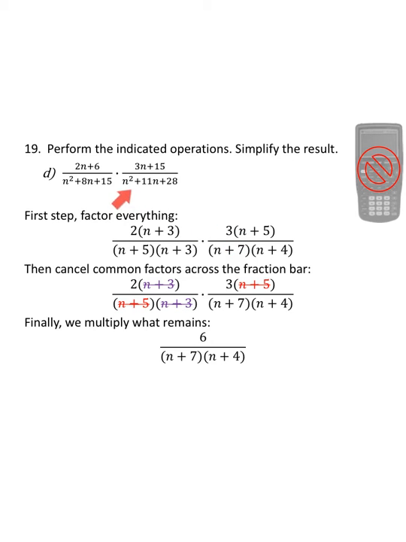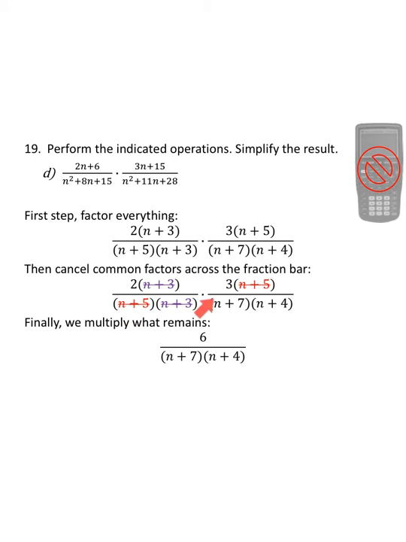In the denominator, n squared plus 11n plus 28. Two things that multiply to be 28 are 7 and 4. Look at that, 7 and 4 add to be 11, so it works out. So n plus 7 times n plus 4. Again, we'll cancel common factors. We can see that n plus 3 in the numerator cancels this n plus 3 in the denominator, and n plus 5 in the numerator cancels the n plus 5 in this denominator.